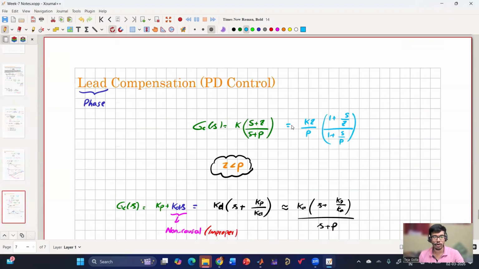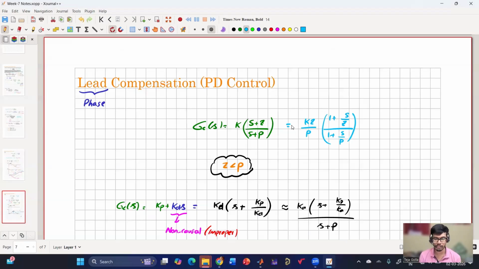In the case of lead compensation, 0 will come before, and it acts like a PD control. So basically, one is PI control, one is PD control, but it is not exactly PI PD. So that's why they have given a different name. One is lead, one is lag. So lead is what? It will add phase to the system. Lag is something that will reduce the phase in the system.